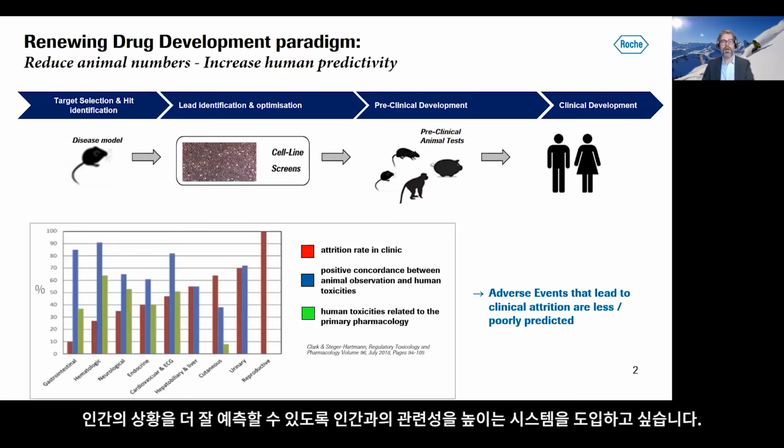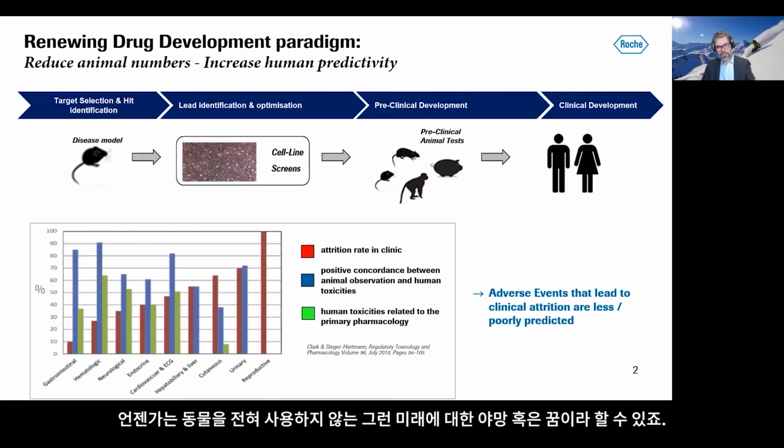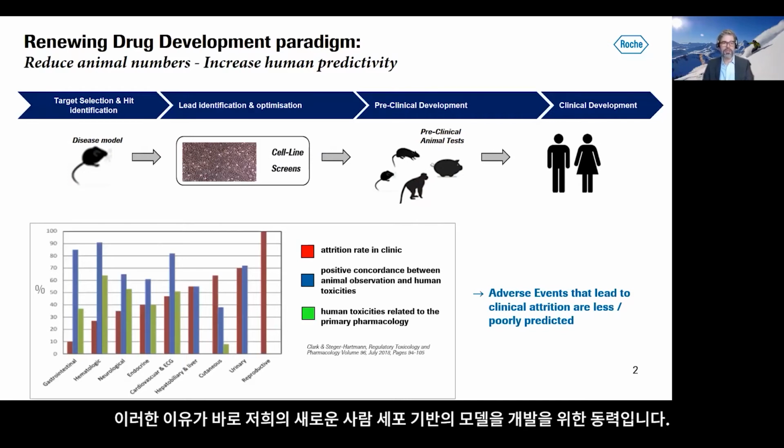So we would like to have systems in place that have a higher human relevance, where we can better predict the human situation. And of course, from an ethical point of view, we would like to reduce the number of animals that we're using, with the ambition, or the dream for the future, that one day we will not use any animals at all. So this is what really drives us: exploring those newer human cell-based models.